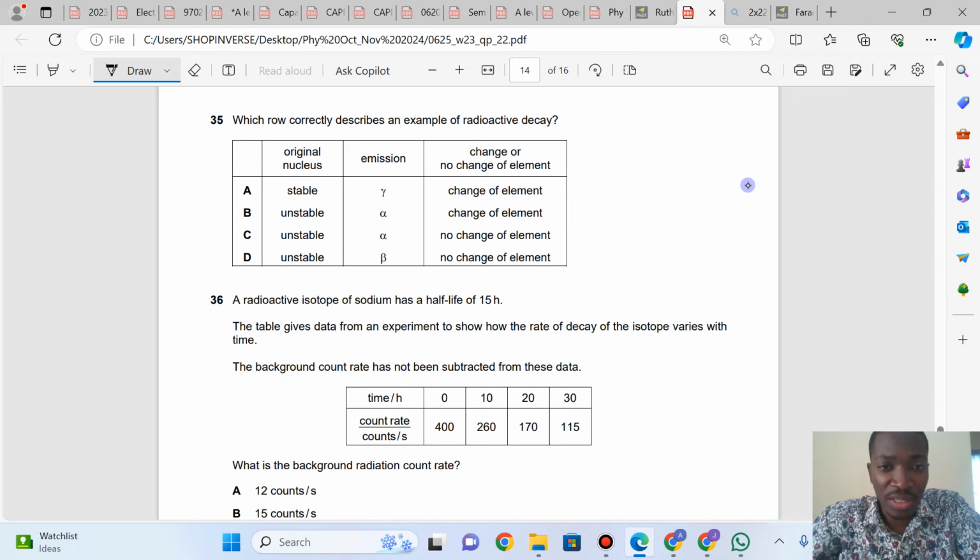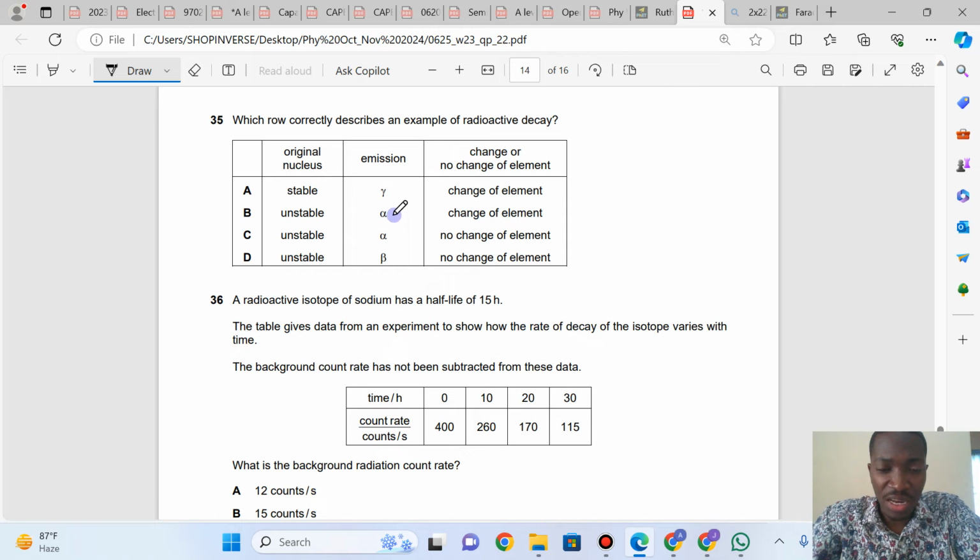Which row correctly describes an example of radioactive decay? Original nucleus, stable, emission, gamma rays, change or no change of elements. Change of elements. Gamma ray has no charge and no mass, so it cannot lead to change. So there will be no change in elements. So A is wrong. Original nucleus, unstable, yes. Emission is alpha particle. Change of elements, yes.